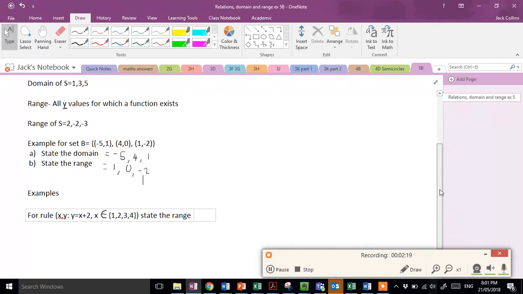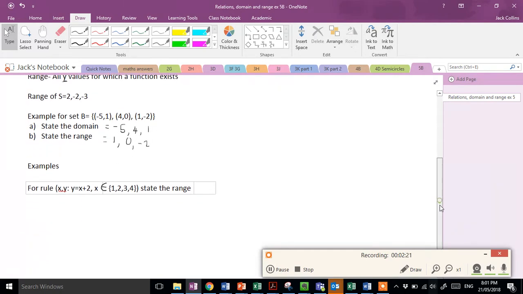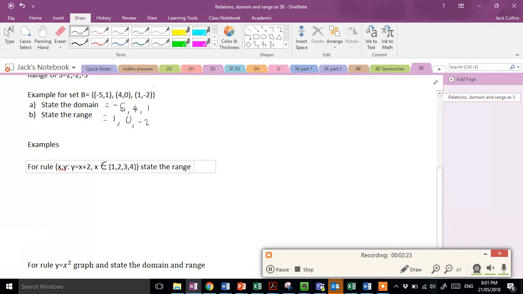Okay, so taking this idea a step further, looking at this example, we've got a rule with x and y, so you've got 2 variables in here where the rule is y is equal to x plus 2, and you've got elements x is equal to 1, 2, 3, and 4. State the range. The reason it doesn't ask you to state the domain is you can already see the domain for this function is stated in the question. It's x is equal to 1, 2, 3, and 4.